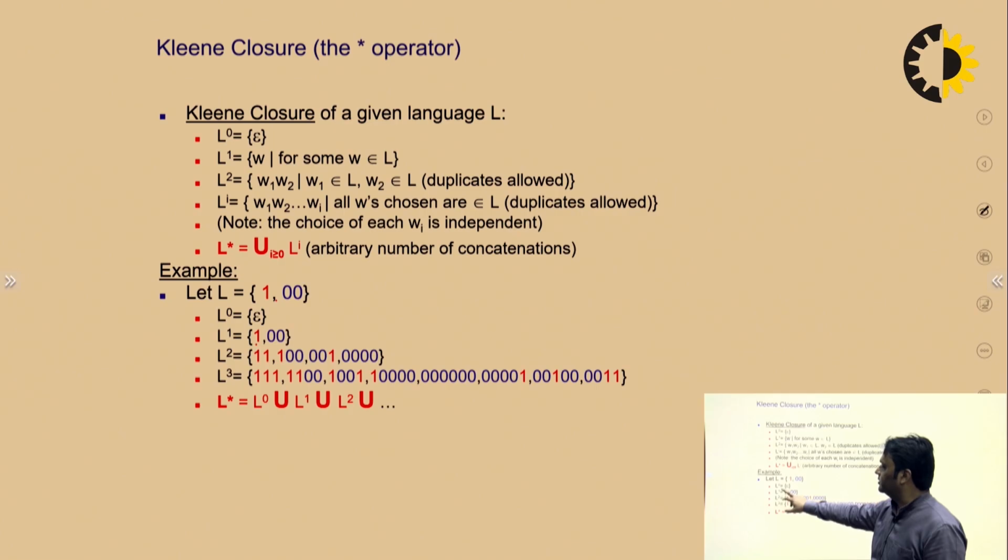If the occurrence of L is 2, that is L2, then the output will be 100100, and so on, the concatenation of L with itself. Similarly, for language L, when L cube and L to the power 4, 5 and so on, we write it here as L asterisk, any combination of the language.